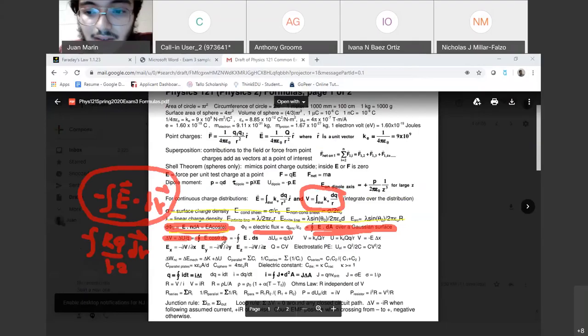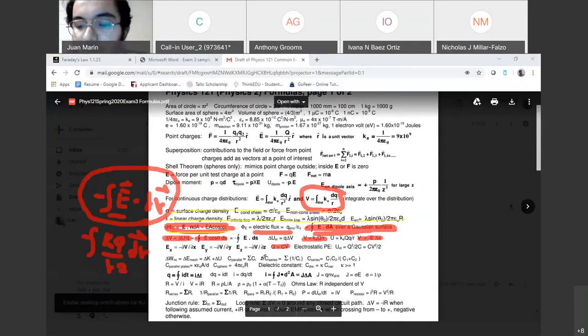This definition of voltage is the change in potential energy divided by the charge. Look at this. This is basically the same as this, just dotted. You already took the dot. This formula sheet is the one that you're going to have on Monday.